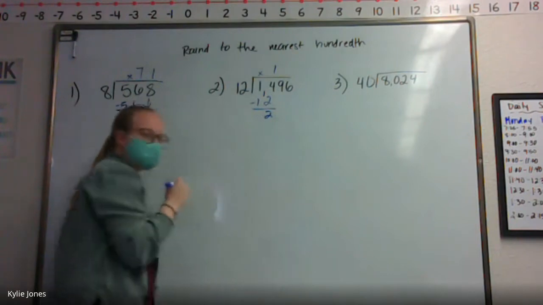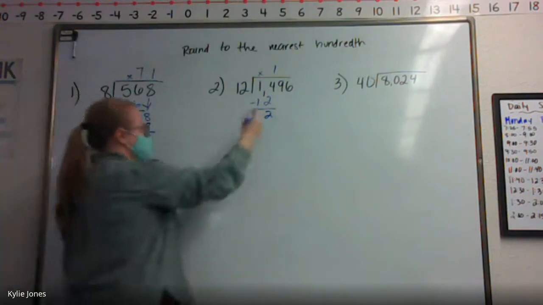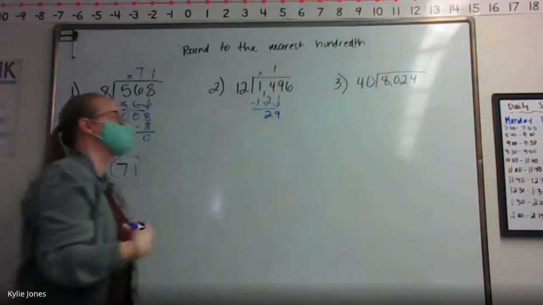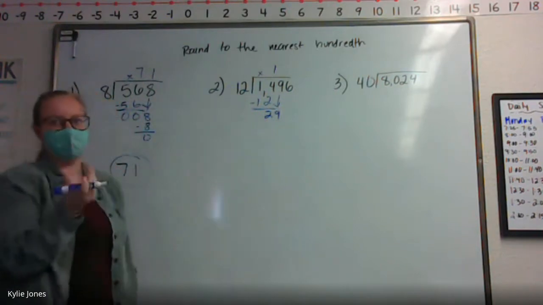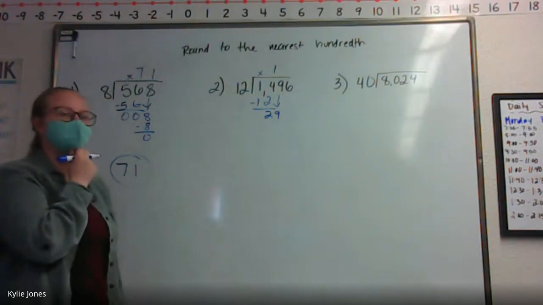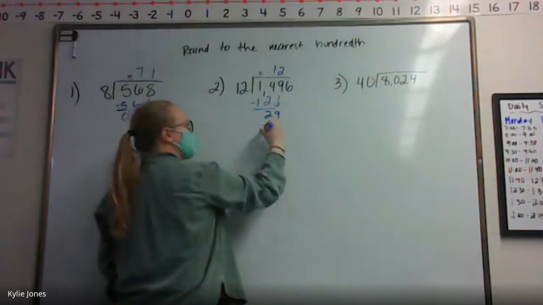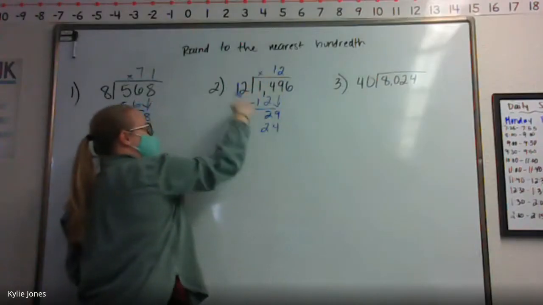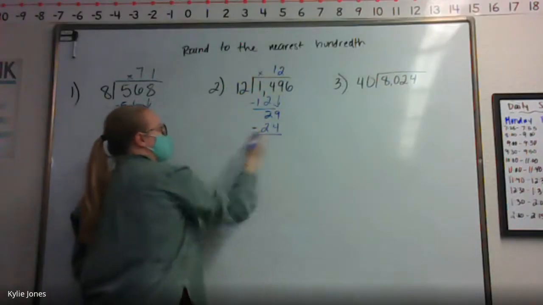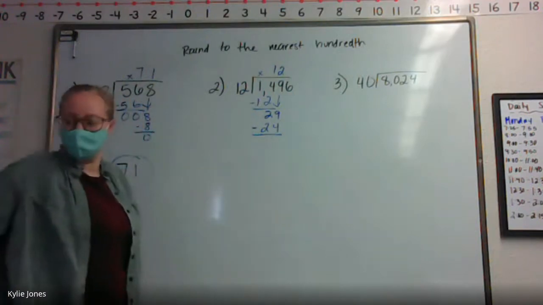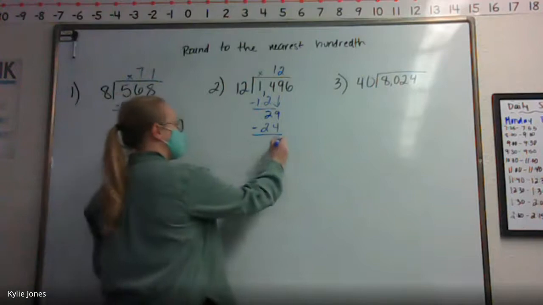Now what? Now we're going down. Drop down our 9, so we have 29. Does 12 go into 29? Not evenly, but how many times does it fit? Twice. And 2 times 12 is 24, so we can subtract that. What is 29 minus 24? 5. What now?